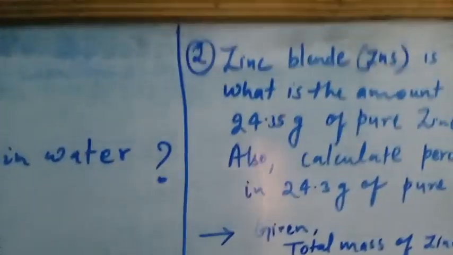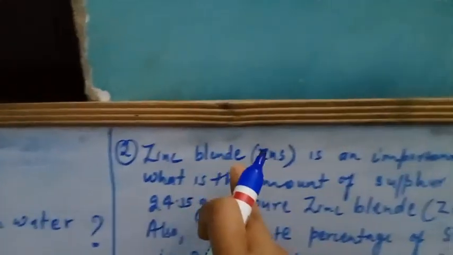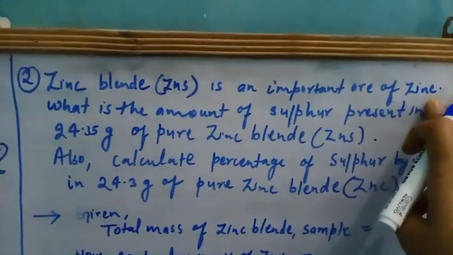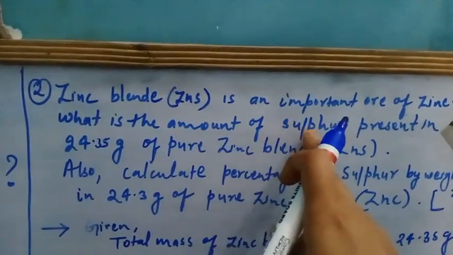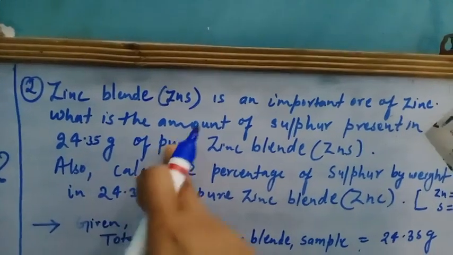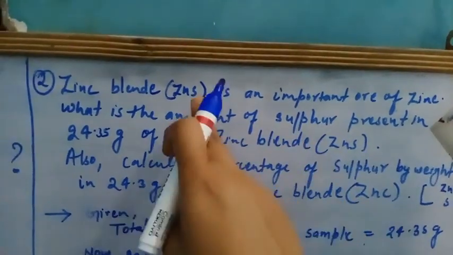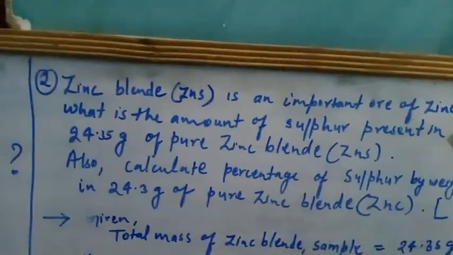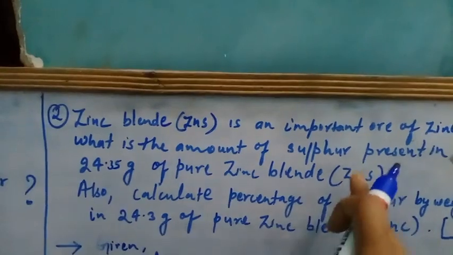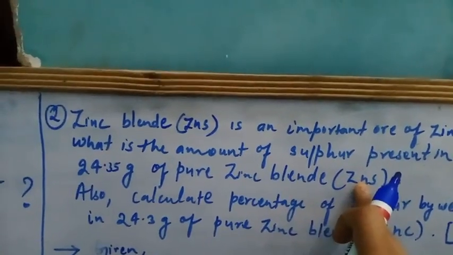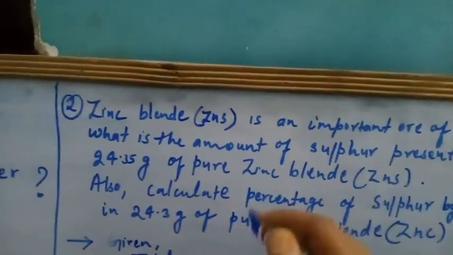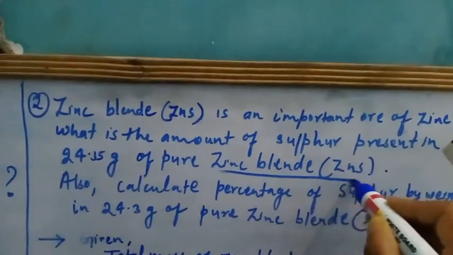The second question was: zinc blend, ZnS, is an important ore of zinc. What is the amount of sulfur present in 24.35 gram of pure zinc blend? Zinc blend is nothing but zinc sulfide, an important ore of zinc. An important ore of zinc means that from this zinc blend we can profitably isolate zinc metal. That is why it is called an important ore of zinc.